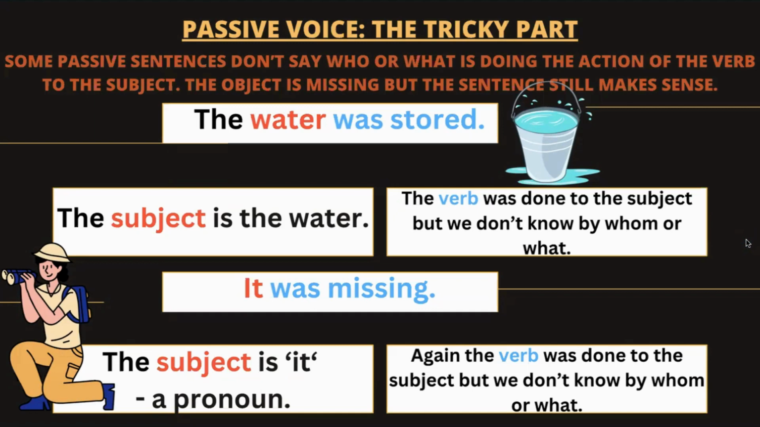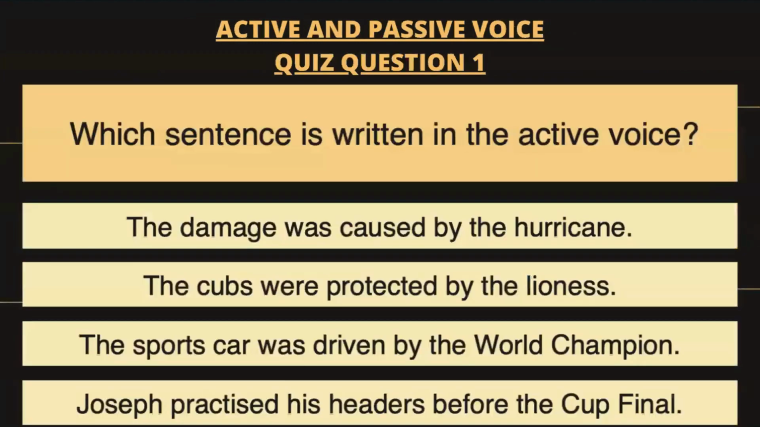Now let's take a quiz to test your understanding. As you can see, we have a quiz. There is a question and 4 options given. I'll read out the question and 4 options, and you guess the answer in 15 seconds. So let's begin. Which sentence is written in the active voice? The damage was caused by the hurricane. The Cubs were protected by the lioness. The sports car was driven by the world champion. Joseph practiced his headers before the Cup final.